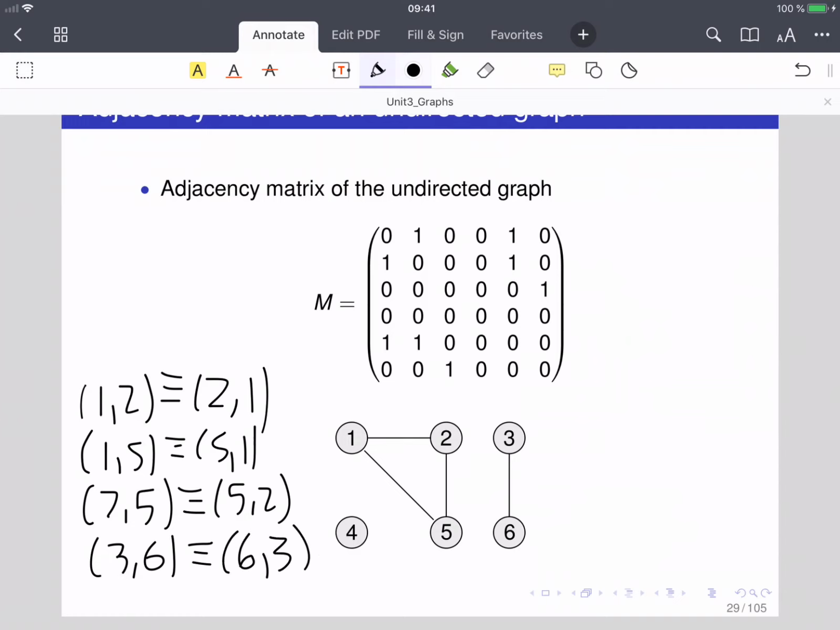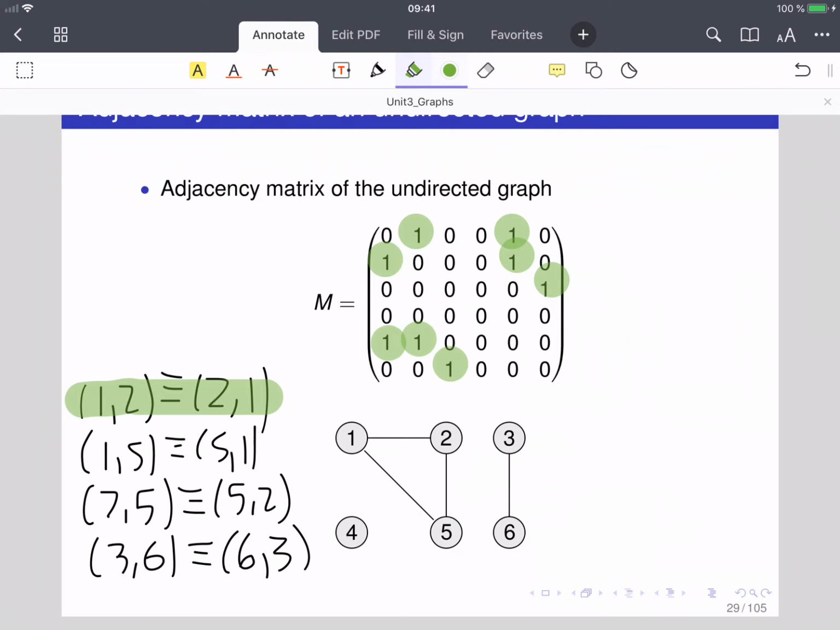So we have 4 edges, but now notice that in the graph we have not 4 ones, we have 8 ones. We have 1, 2, 3, 4, 5, 6, 7, 8, because each edge now appears twice. Edge 1, 2, for instance, also appears as edge 2, 1. So this is a bit different to what we had before. Now we have each edge represented twice in the matrix.